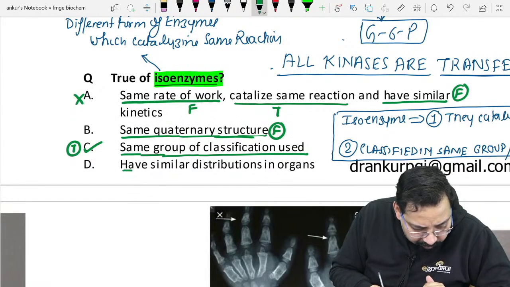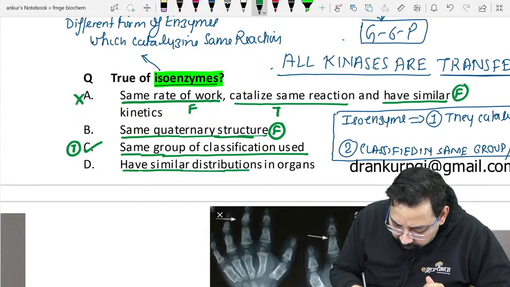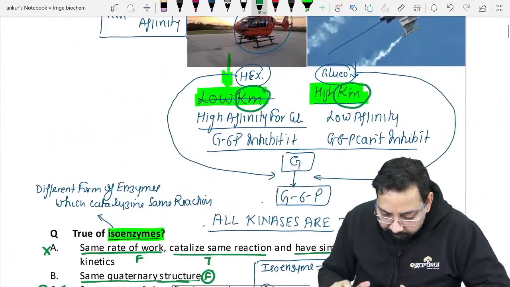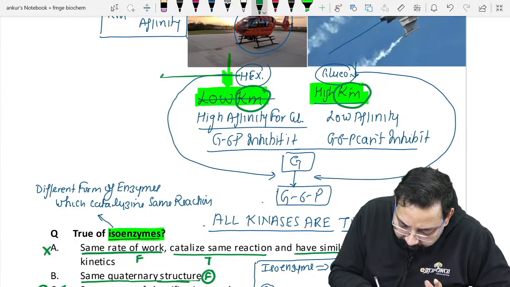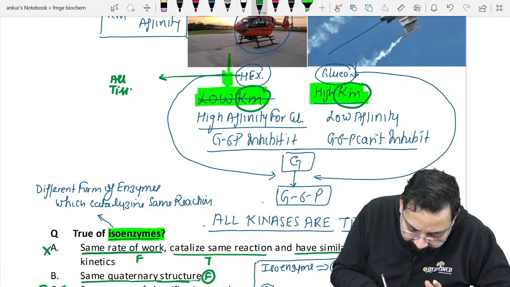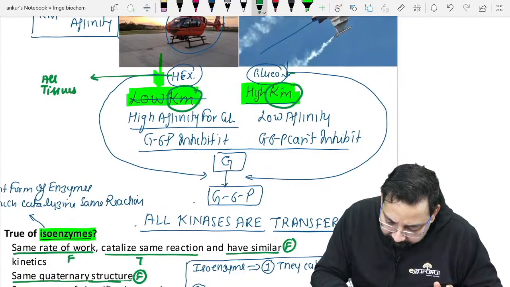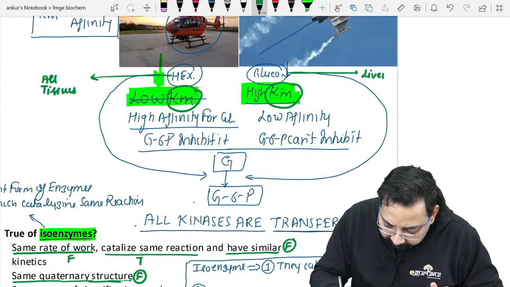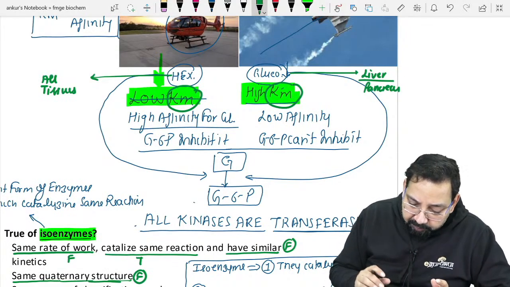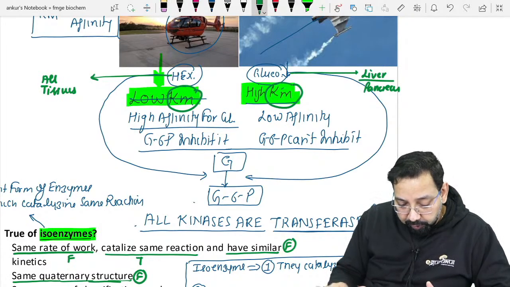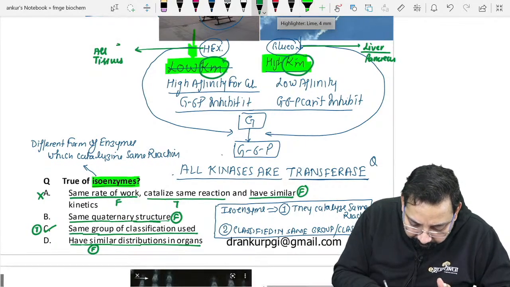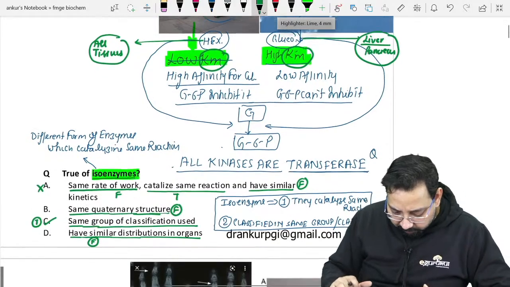Have similar distribution of organ? They have different organ distribution. This is false. If I write here, hexokinase is present in all tissues. Very good, you are giving the correct answer. And glucokinase is present in liver and pancreas. Hexokinase is present in most tissues, so their organ distribution is different.